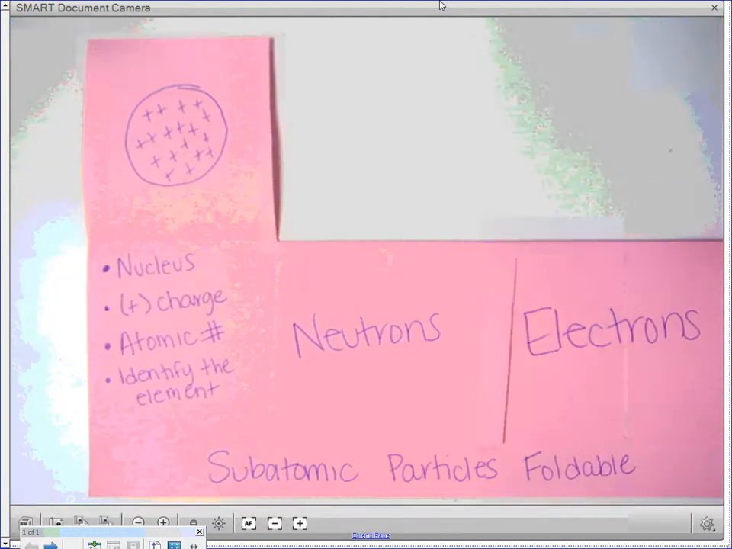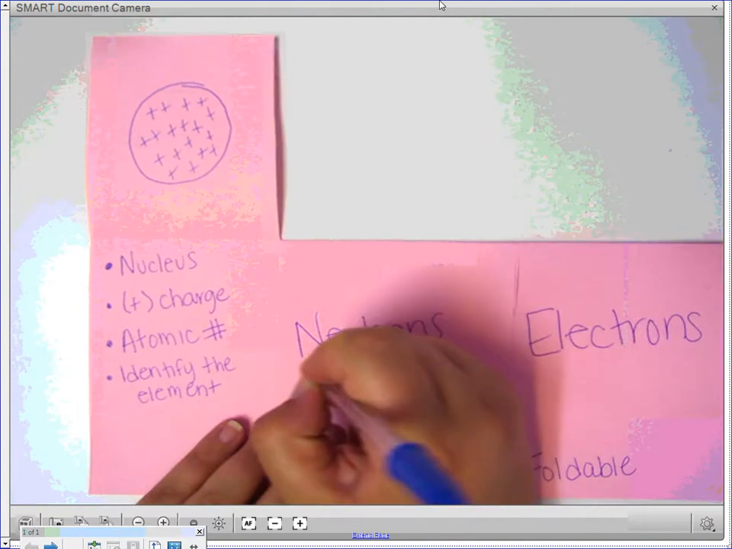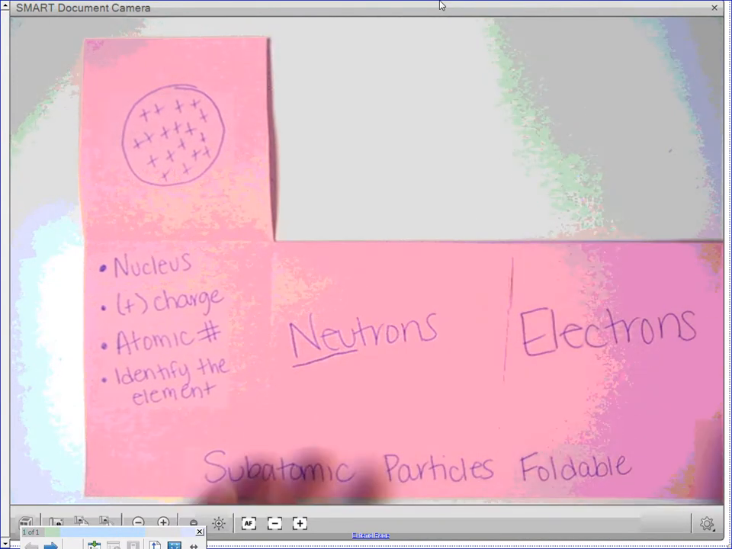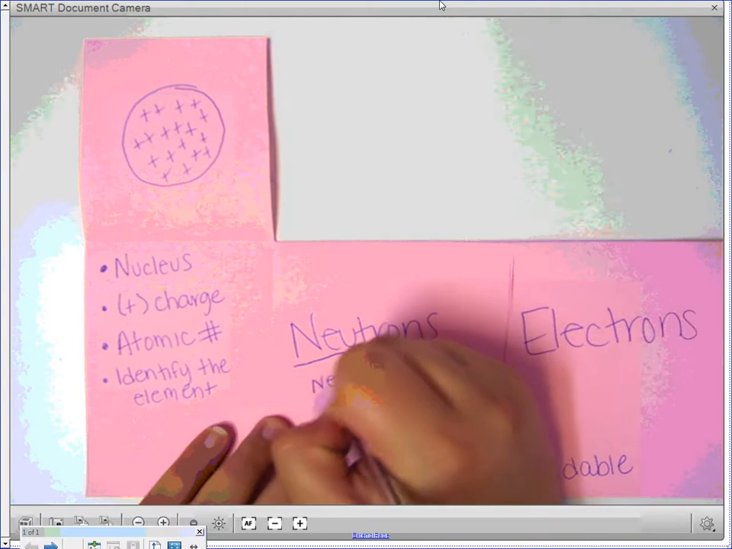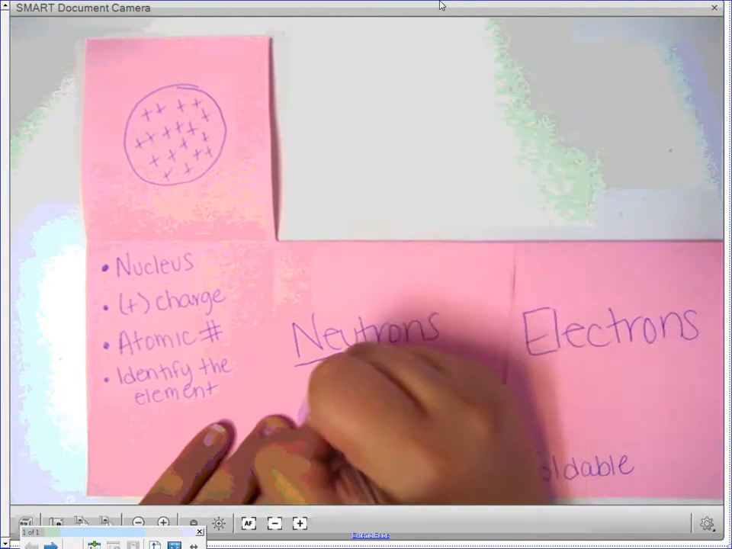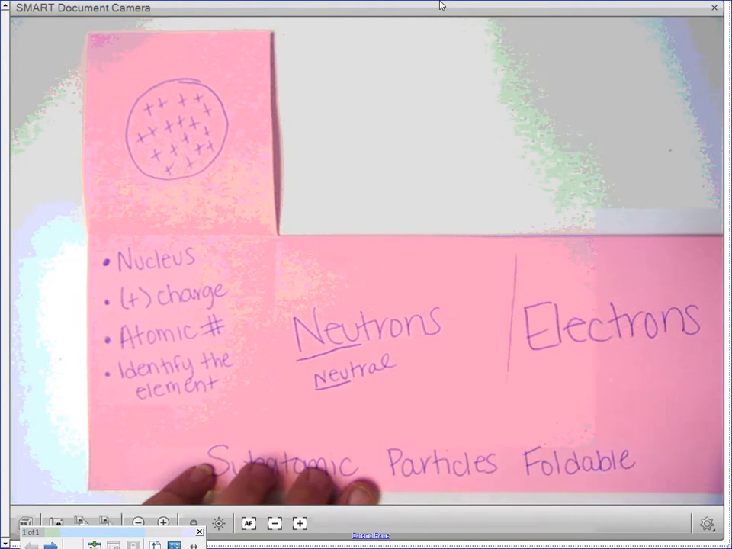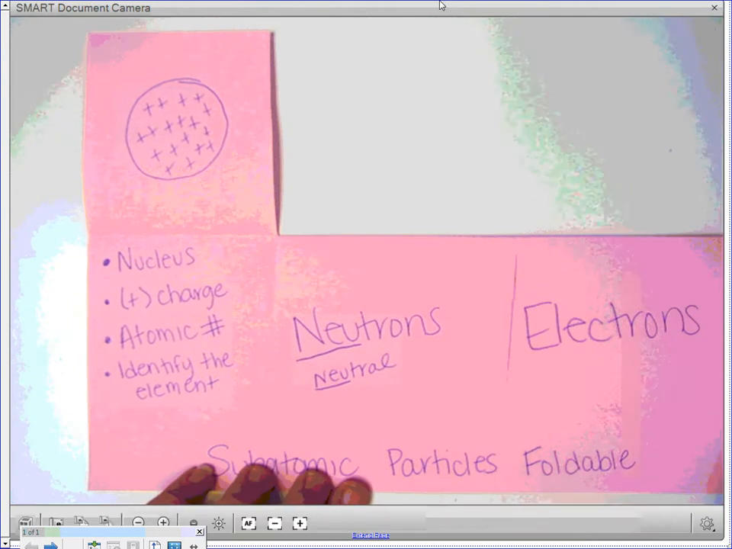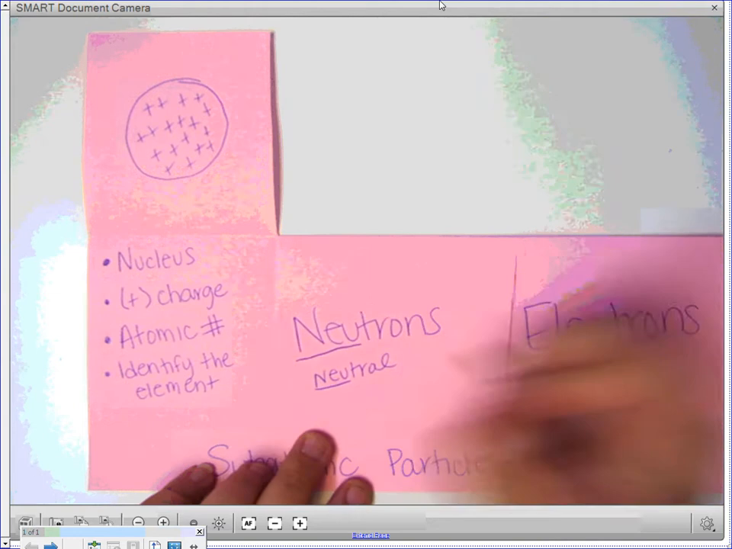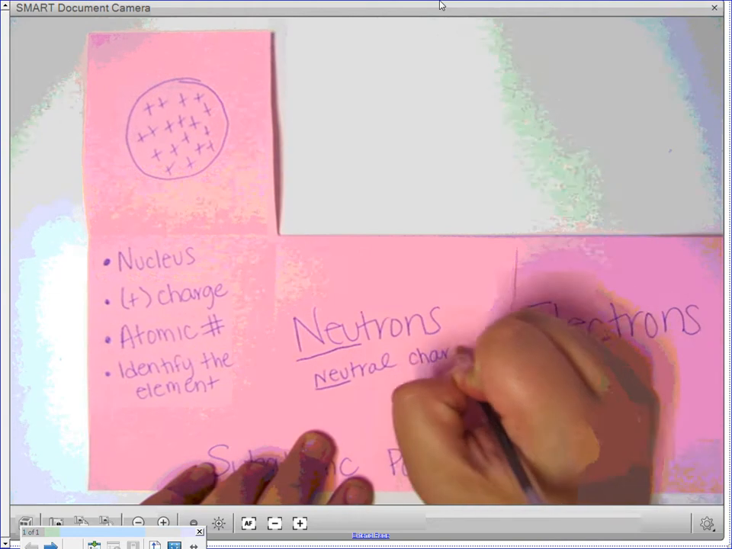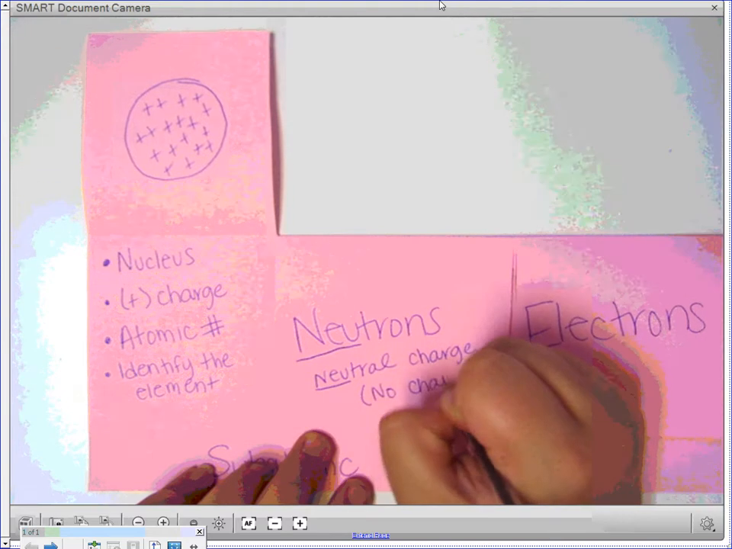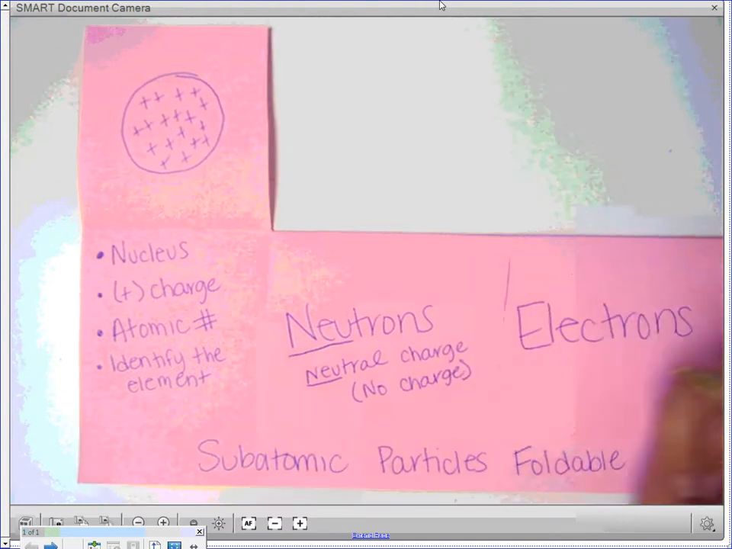Now in the video I said neutrons sound like neutral, so let's underline this new part because that's the key. Neutrons and neutral, that's how I remember it. So they also, let's just say neutral charge. And in parentheses we can say no charge. Neutrons, neutral, no.